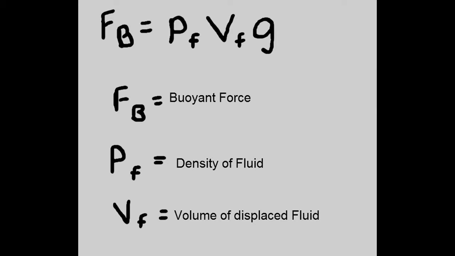Archimedes' principle states that any object suspended by a medium has a buoyant force equal to the weight of displaced medium. This relationship can be represented by the equation F sub b is equal to the density of the medium multiplied by the volume of the displaced medium multiplied by the gravitational constant.